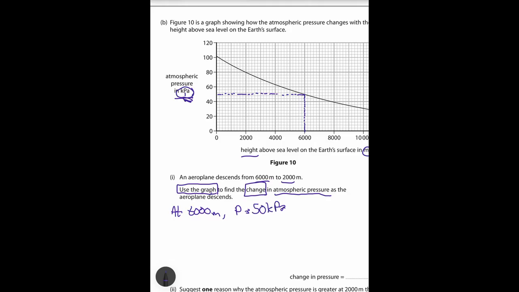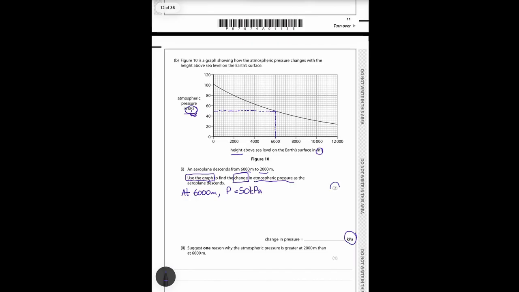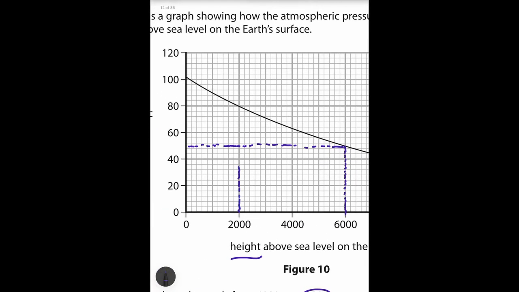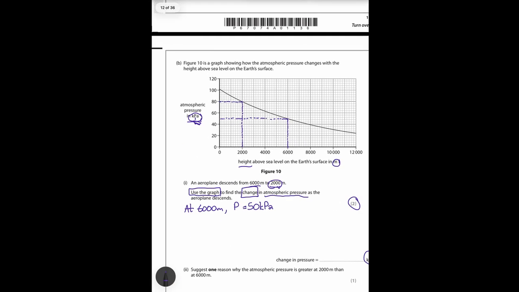Because remember, even if I get something wrong, there's 2 marks in this question, so I might be able to get error carried forward or something like that. The next one is 2,000 meters. So what's happening at 2,000 meters? Zoom in again, let's have a look. Draw it to the line. Now this is quite nice because it's on a nice one. It comes across there, and that's going to be 80. So at 2,000 meters, pressure equals 80 kilopascals.